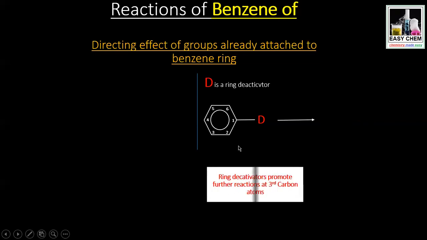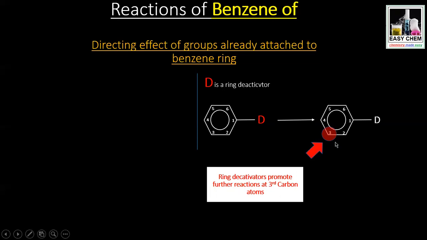You can see if it undergoes a reaction. It should be ring deactivators. Please correct it. Ring deactivators promote further reaction at the third carbon atom. I can show it in a diagram. See, the third carbon atom reaction happens over there. See, I'm going to highlight it. Okay, if there's a ring deactivator, reaction happens on the third carbon atom.